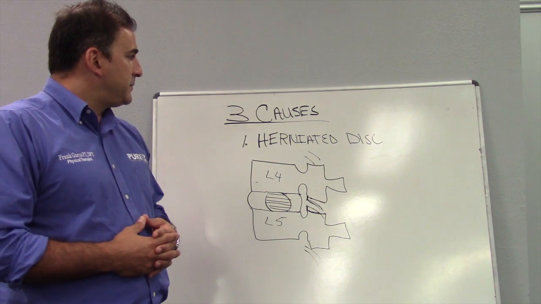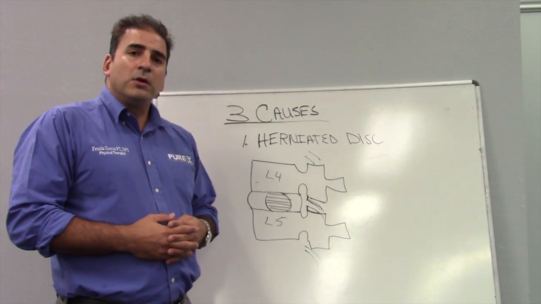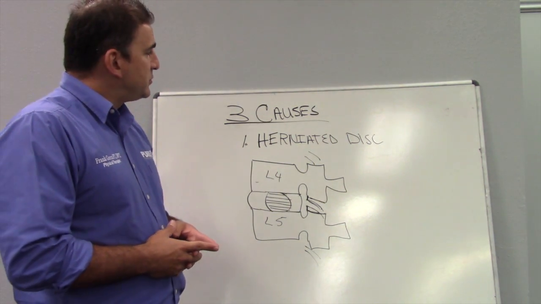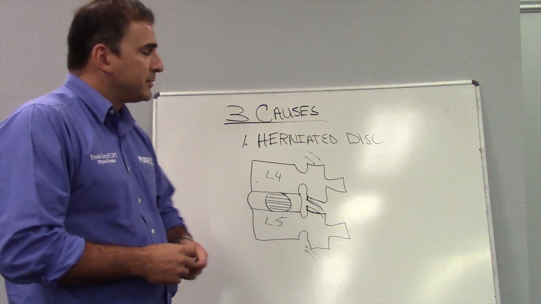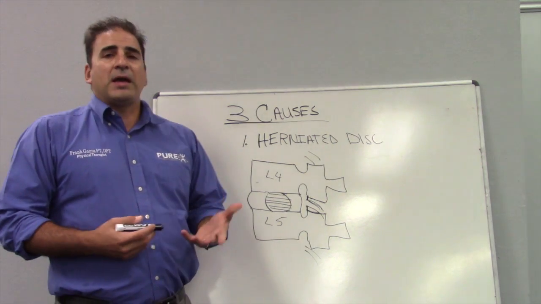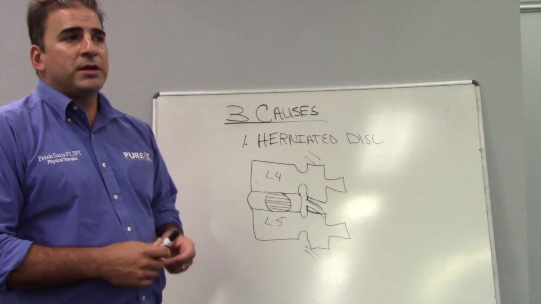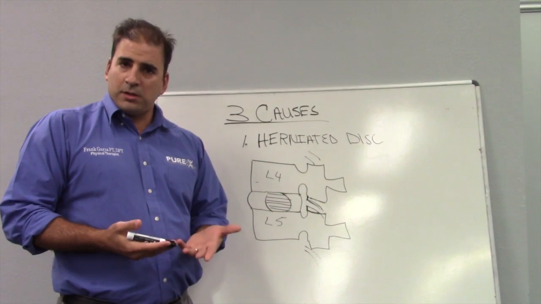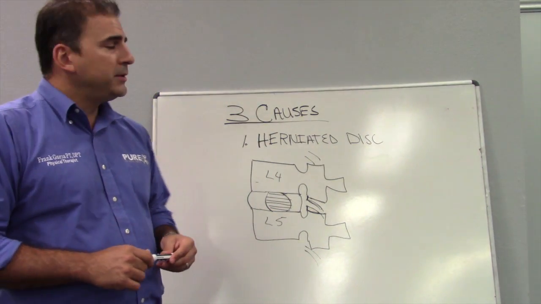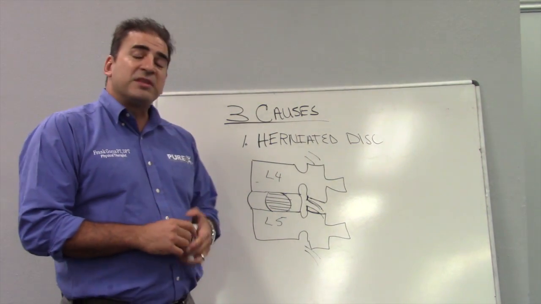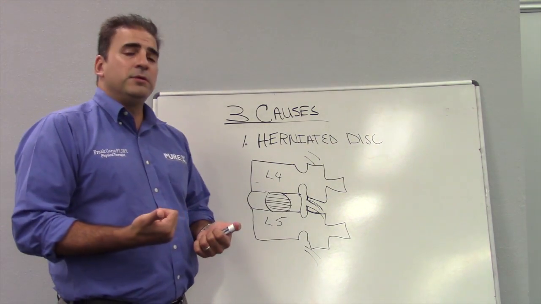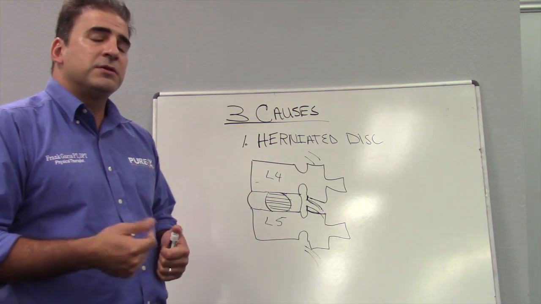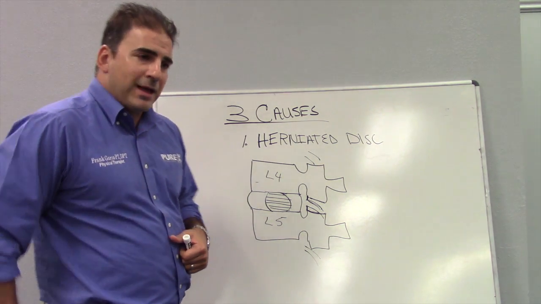So without moving along any further, let me introduce you first to the first cause, and that is a herniated disc. Now, you may ask, how do I know if I have a herniated disc? Well, some people get it through imaging or an MRI. But some of the symptoms associated with a herniated disc are pain, tingling, numbness, or weakness down the leg.